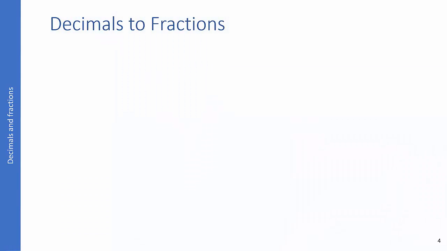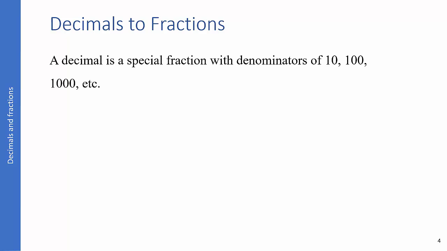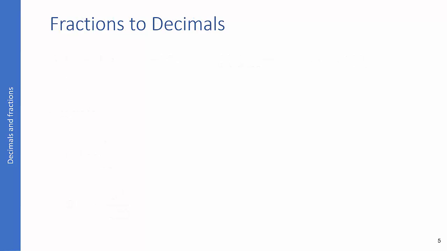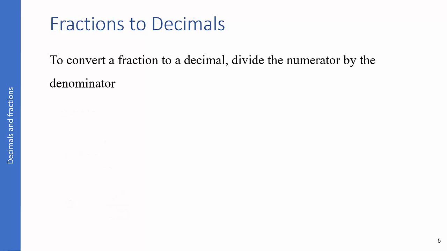Let's see how we can change a fraction to a decimal. Now, a decimal is a special type of fraction with denominators of 10, 100 or 1000, etc. So for example, 0.7 means 7 tenths. 0.31 means 31 hundredths. A fraction can be converted to a decimal by dividing the numerator by the denominator. So 3/8 is simply 3 divided by 8, which can be done manually or with a calculator, and we'll get our decimal answer as 0.375.